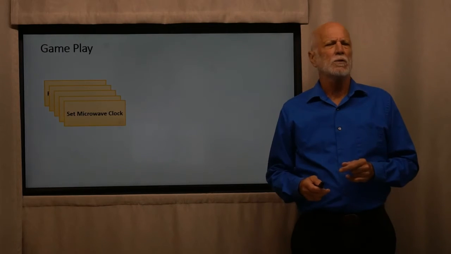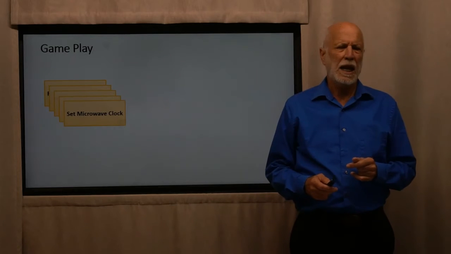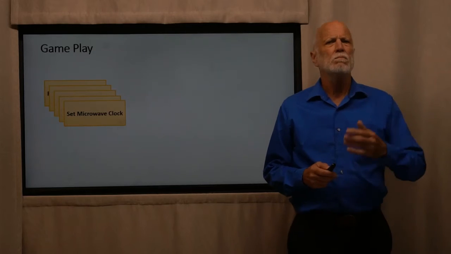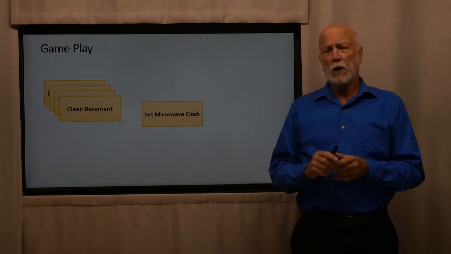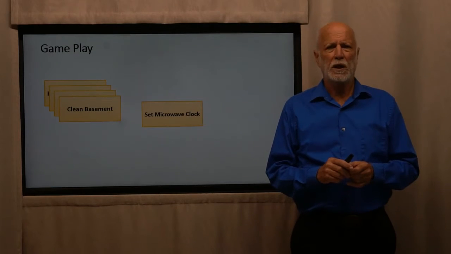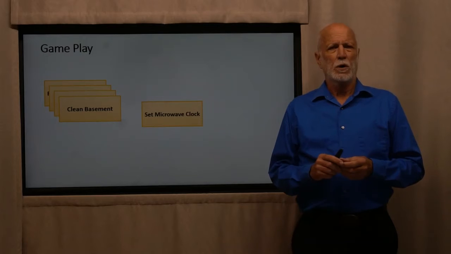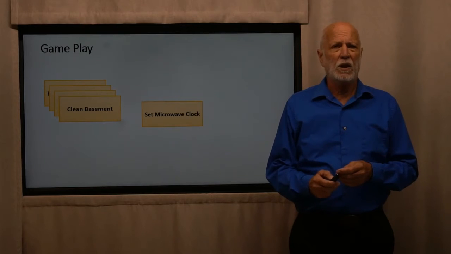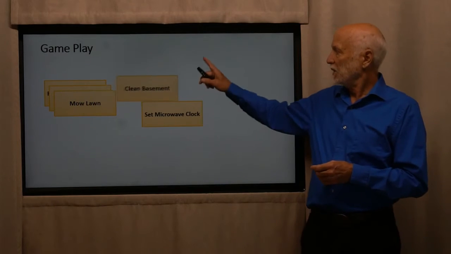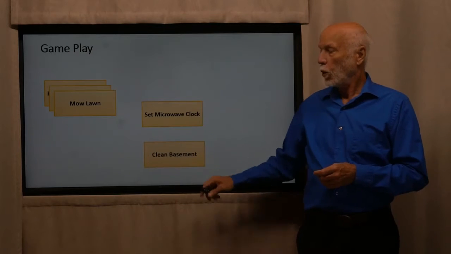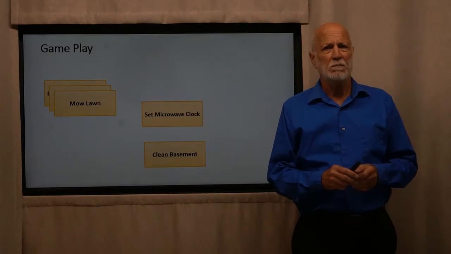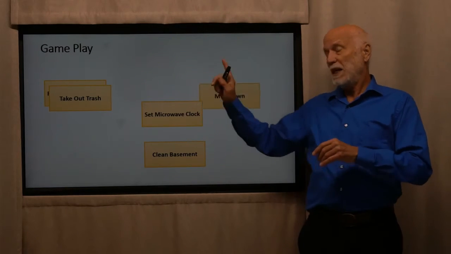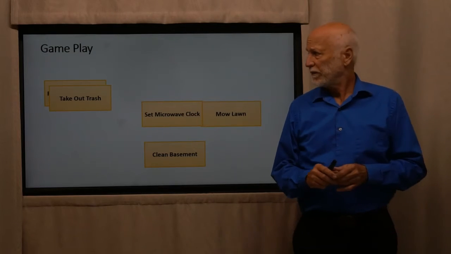So let's see how this works. We're going to use common household tasks instead of complex software features here. Set the microwave clock. We'll just move that off and put it on the table. First player comes and says, clean the basement. What's it relative to set the microwave clock in terms of business value? Is it higher, equal, or lower than setting the microwave clock? And then we'll come with the next, mowing the lawn. Higher, maybe it's equal to setting the microwave clock.